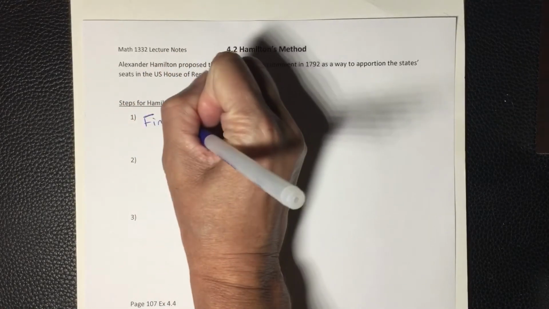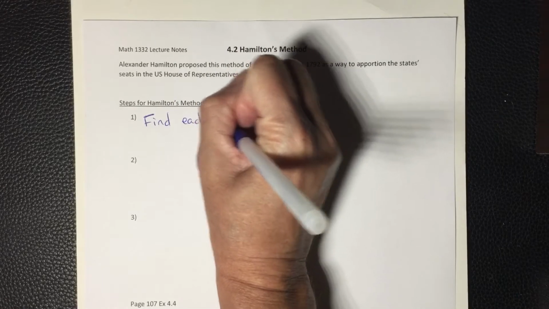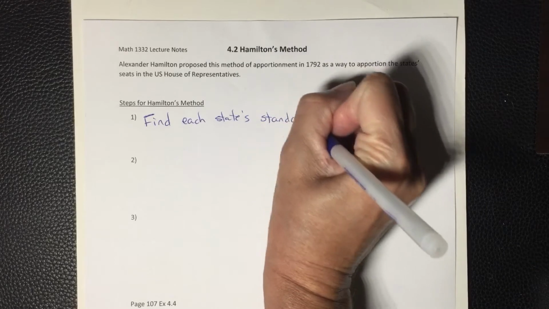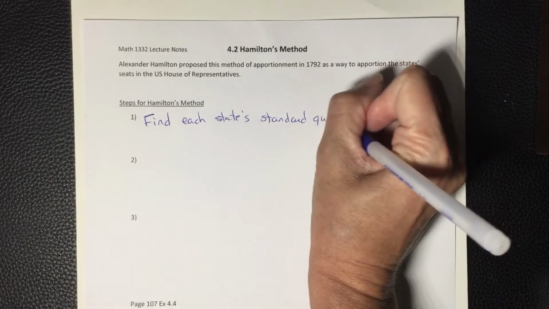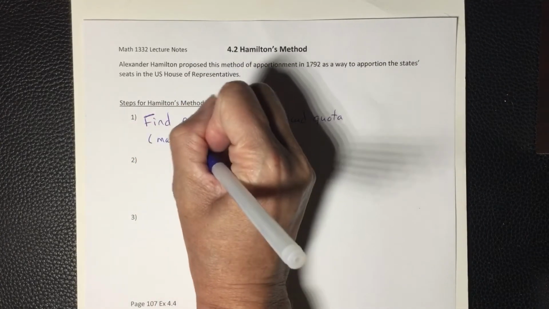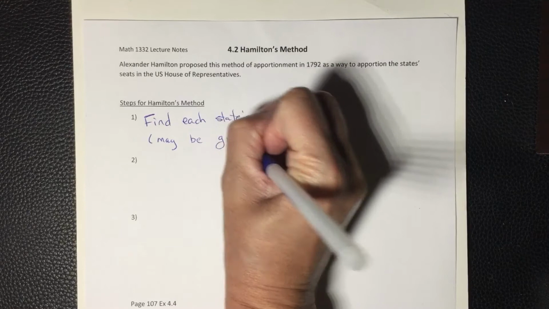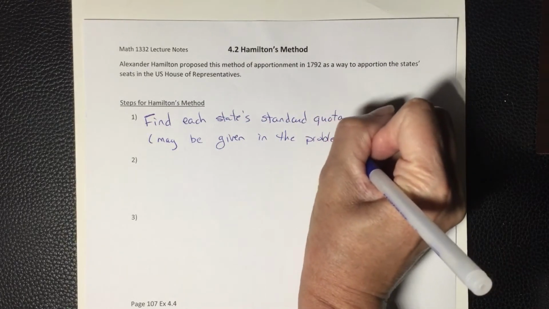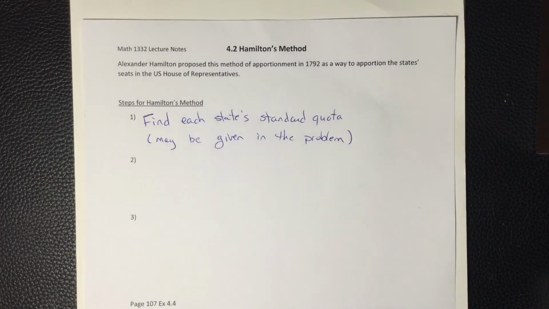We're going to find each state's standard quota. And this is what we were doing in the previous section. I also want to put here, it may be given in the problem, so we may get to skip this step. All right, so this is going to give us an exact amount, but we know that the seats are indivisible. So we have to figure out how to get those partial seats and get them divided up correctly.